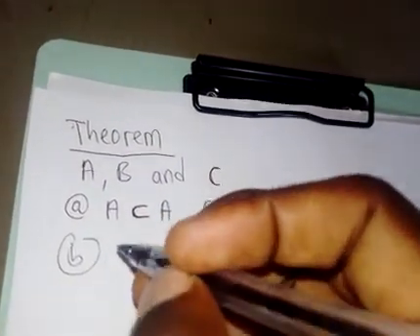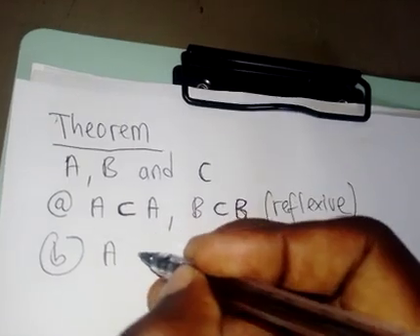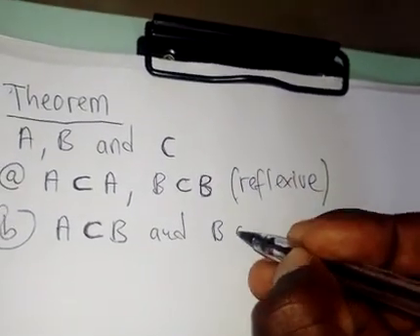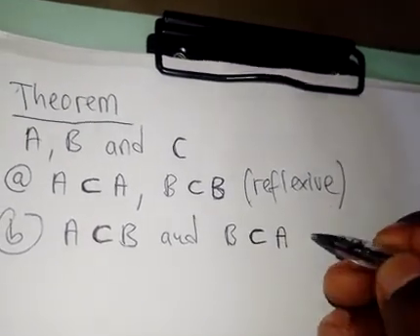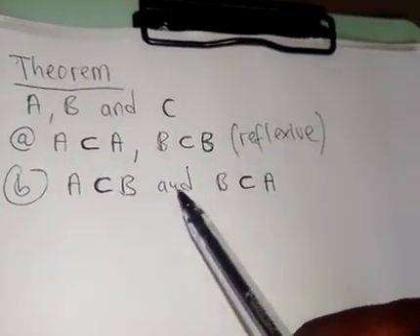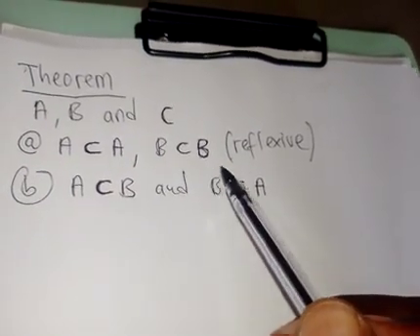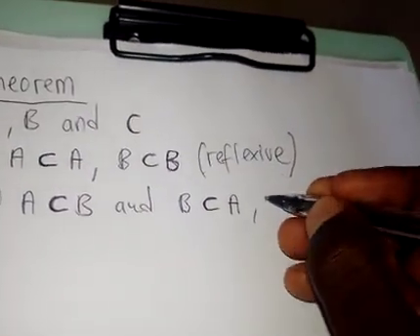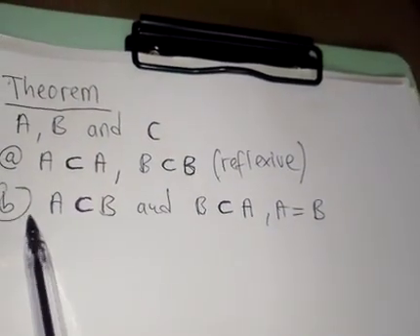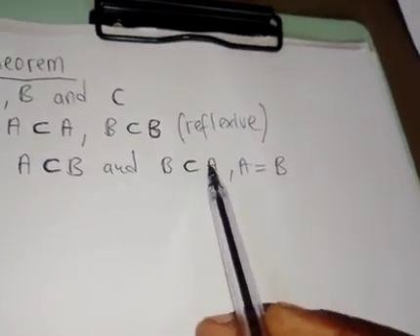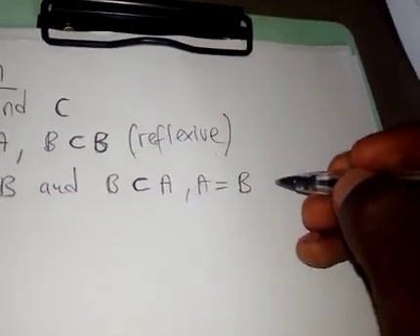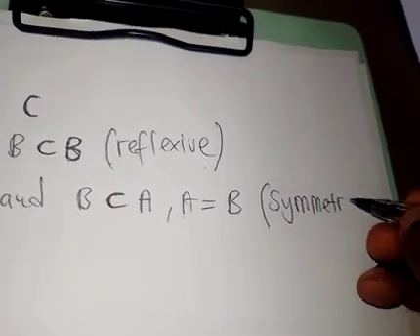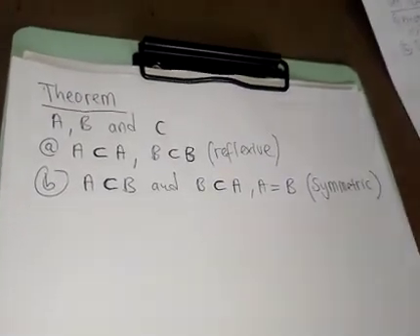Okay. Then what if we have set A being a subset of set B, and at the same time set B is a subset of set A? Actually, we've talked about this one under subset, where we say one set being a subset of the other and that other set being a subset of the first set. So this simply means that the two sets are equal. So we can say A is simply equal to B. If set A is a subset of B and B is a subset of A, it simply means A is equal to B. And this is what we call the symmetric property. So that is called symmetric.